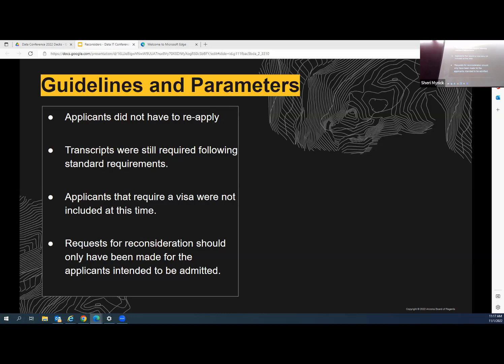And then the requests for reconsideration were only going to be for those applicants that they intended to be admitted. If they were not sure, we only wanted those that they for sure tagged and said, okay, we want her in our program for sure. It wasn't like, I think she can make it. No, it had to be, we wanted you.